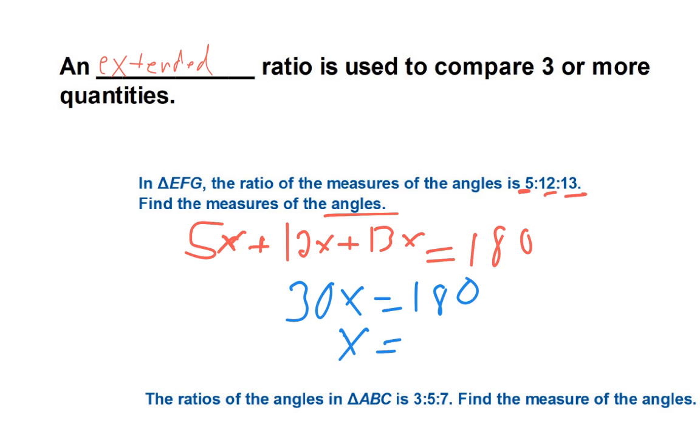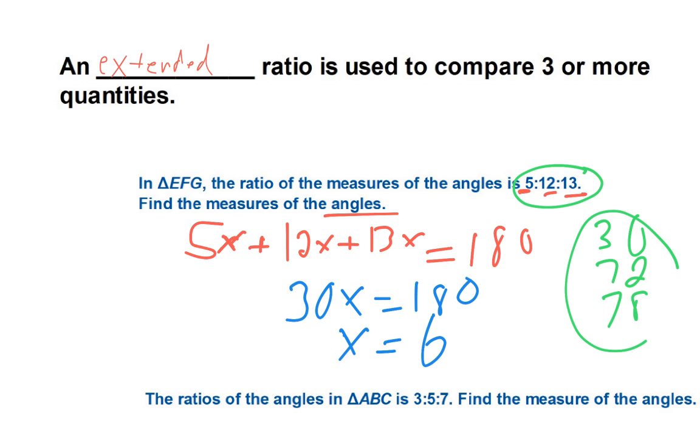What's 180 divided by 30? So that's what we have to scale it up by. Now we don't want to find all the angle measures, so we'll just multiply all of these by 6. So what's 5 times 6? What's 12 times 6? And then what's 6 times 13? 78. So those are your 3 angles. So that's how you would do it to scale it up.